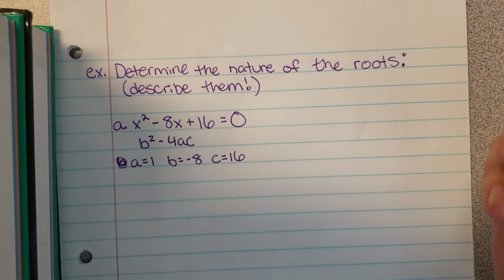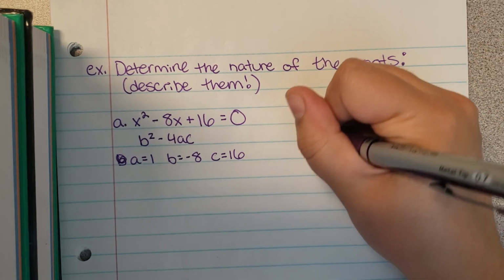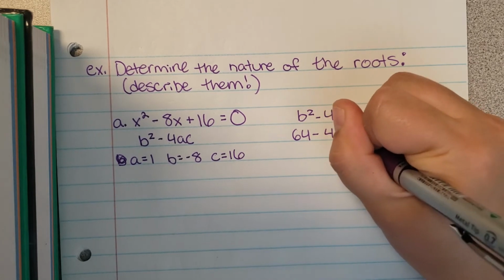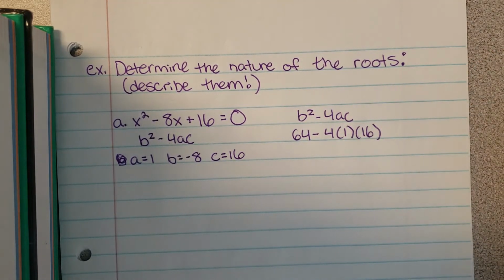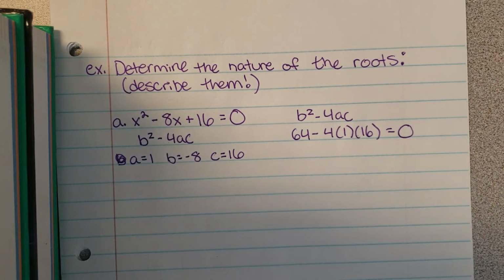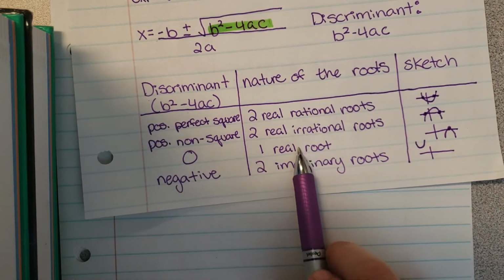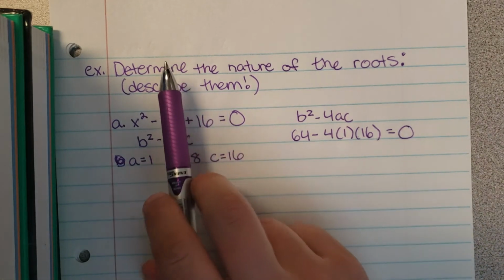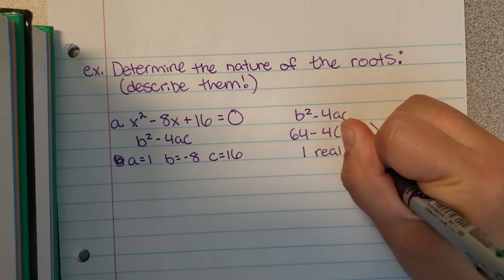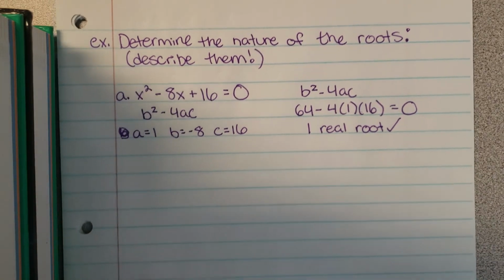So when we do b squared minus 4ac, we are going to do negative 8 squared, which is 64, minus 4 times 1 times 16. And when you evaluate that, you get 0. So what does a discriminant of 0 tell us? Well, let's go back to our chart. A discriminant of 0 tells us that there's one real root. So it says tell us about the roots, describe them. Well, there's one real root. And that's the answer, and we're done. Let's try a couple more.